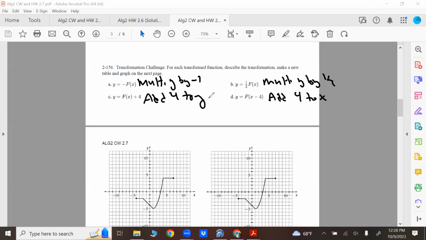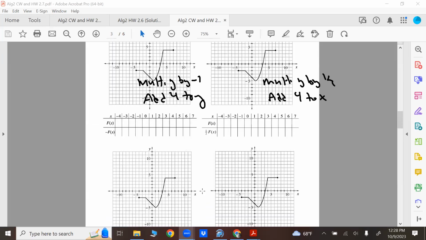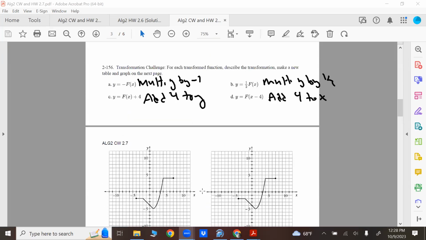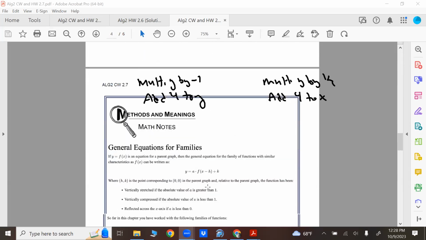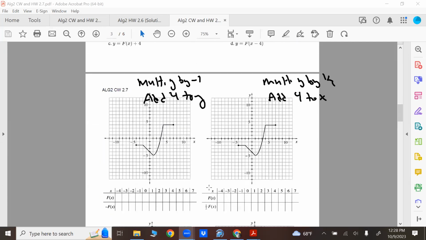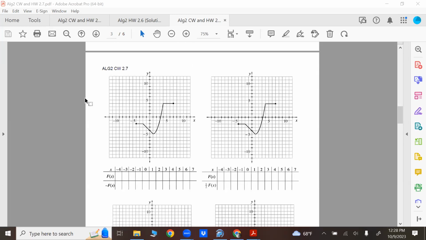Actually, hold on. Maybe they do it on the next page. Let's see what's going on the next page. They do actually do it. You know what? Let's do it. I think we can. Let's do it for maybe A and C. Maybe we don't do it for B and D. Let's do it for A and C. So here's our new one. Okay, so it's down below. Got it. So what did I say we do with the negative f of x? I said we multiply y by -1, right?